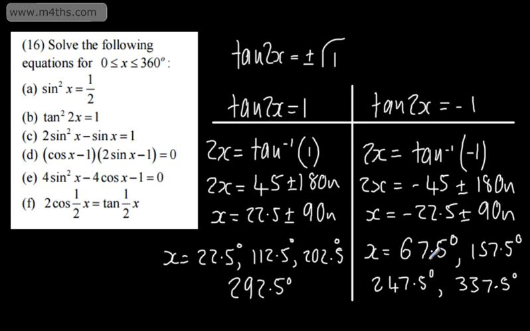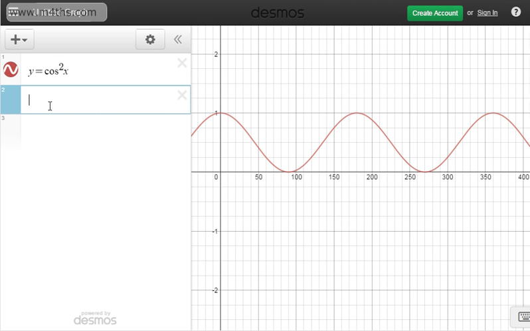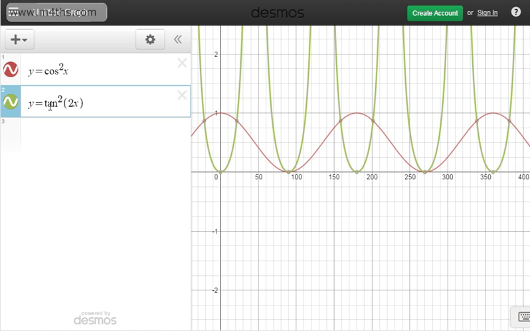And again, if we wanted to graph that, we could do. Let's go ahead and do that. So what we've got, let's put it here. So y is equal to tan squared, and at this stage, we're going to have 2x.